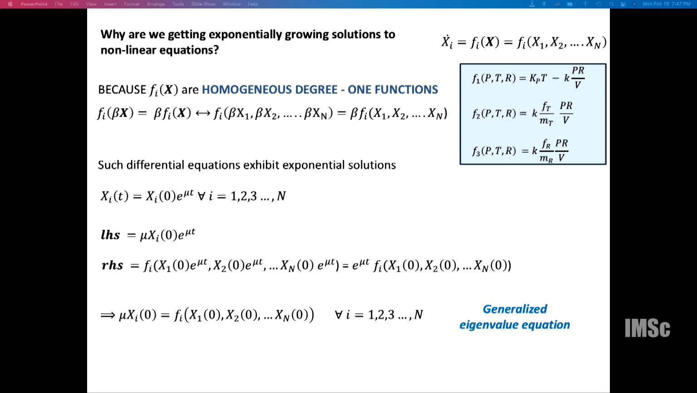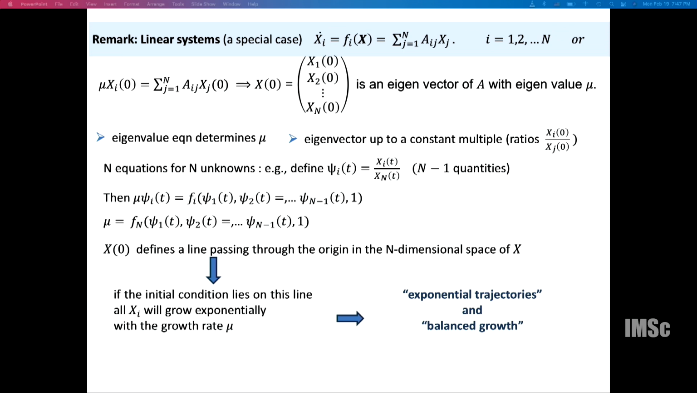So this is a linear differential equation, and by definition, such a function fi is manifestly homogeneous degree 1.